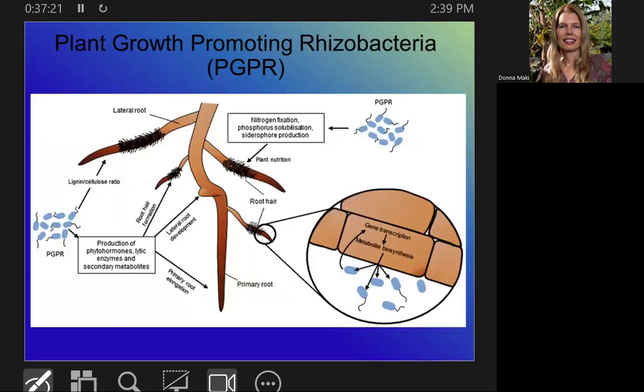Here's another image trying to get at how these PGPRs are benefiting the plant. And I guess the main reason I put this one in here is this blow up here, where they're showing that the microbes are actually influencing the plant gene expression. And so all the way up to the genetic level, the plants can be affected by these microbes. We'll talk a little bit more about that later in the semester.